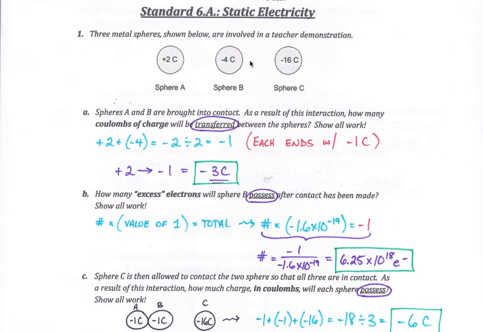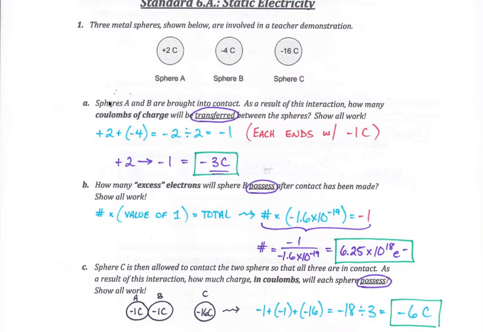To look at the mathematical portion, you just have to remember conservation of charge states whatever one object loses, the other object gained. So here we have to be very careful in terms of what steps are being followed and what's being asked. If we look at question 1, we have spheres A and B brought into contact. As a result, how many coulombs of charge will be transferred between the spheres? You have to pay very careful attention to whether you're being asked about what transfers or what is being possessed, because those are two different things.